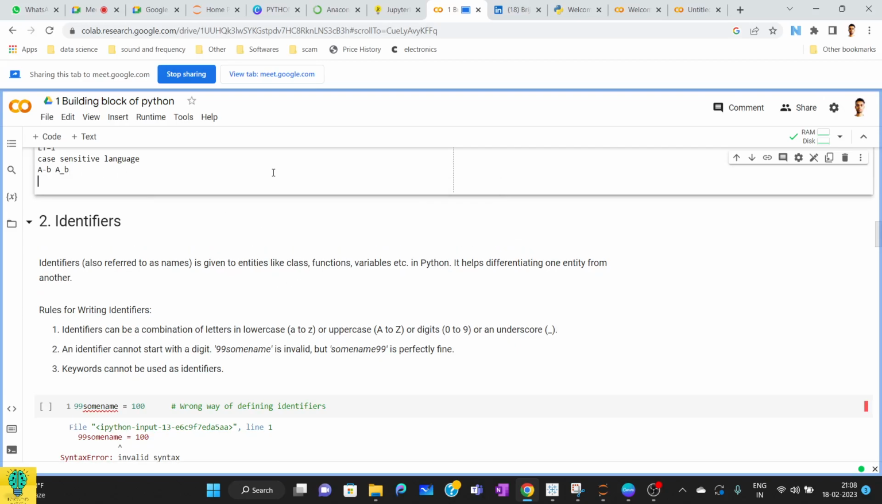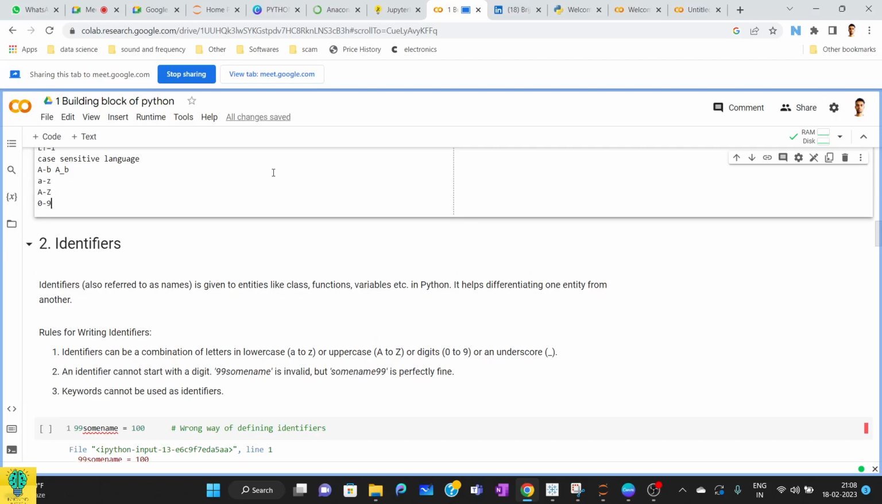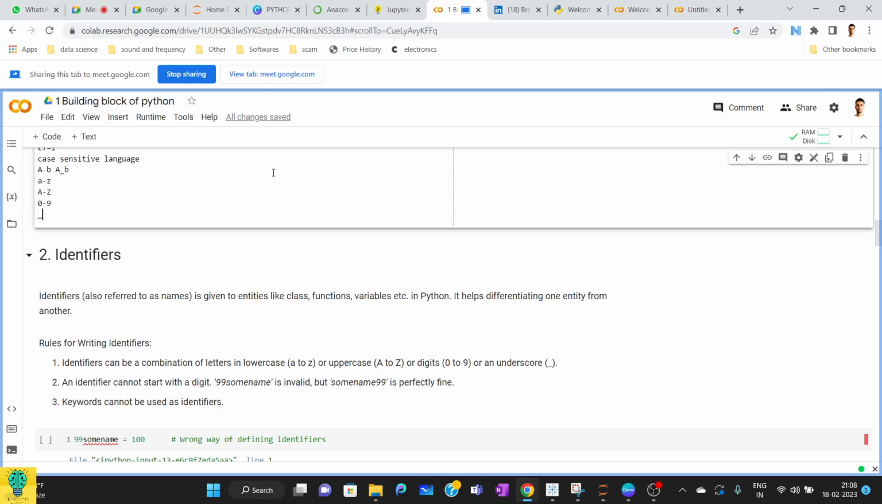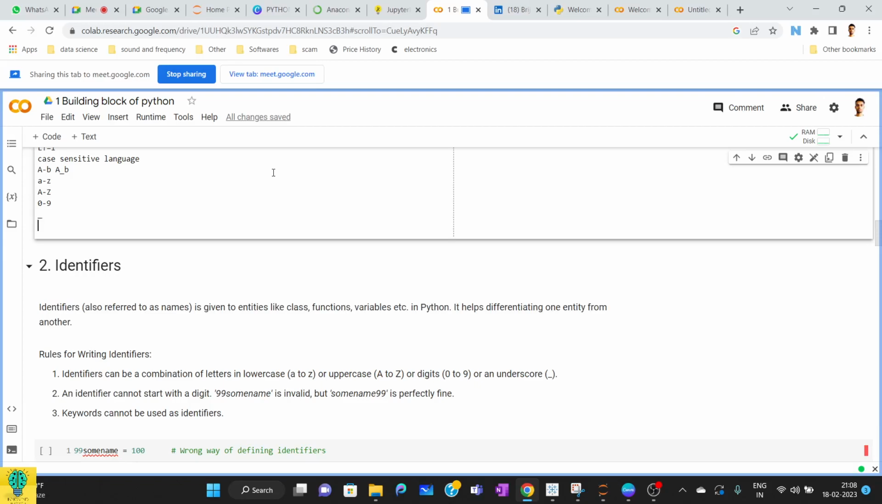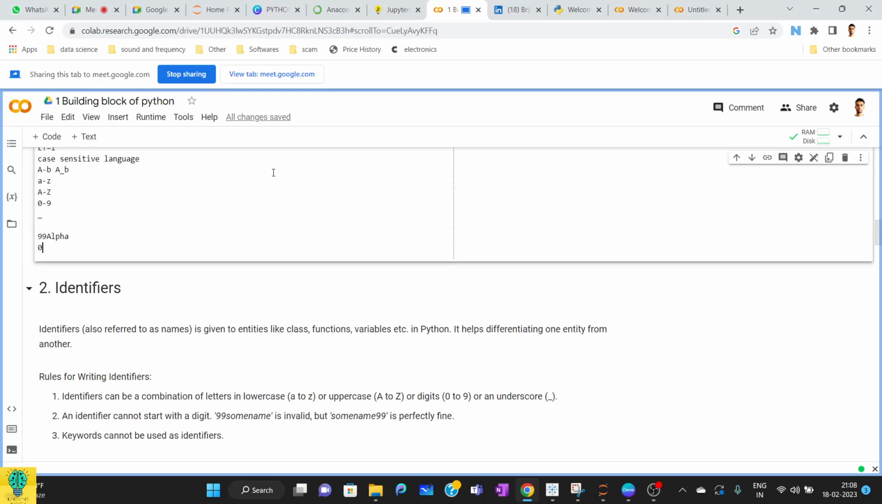So only these things you can use: small a to small z, capital A to capital Z, numbers 0 to 9, and the last is underscore. These things are allowed. Next, the second rule says that whatever name you are going to keep, it should not start with numbers. I cannot name it like 99 alpha. I cannot name it as 0 area. This is a wrong thing. You cannot do it.